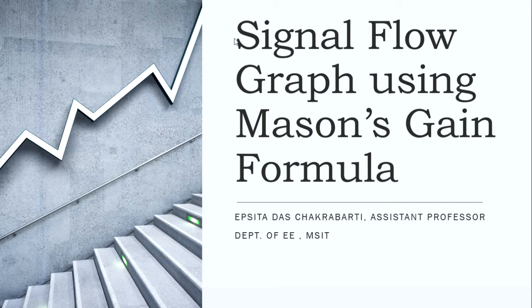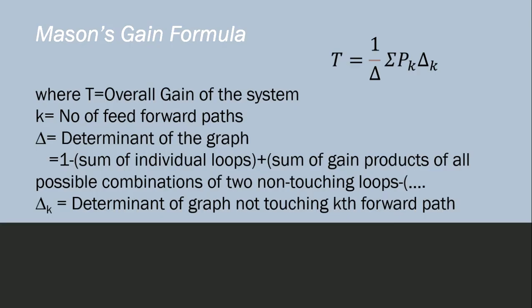Hello everyone. Today our topic of discussion is signal flow graph using Mason's gain formula. Today I am going to give an example of how we can use signal flow graph. We are able to determine the overall transfer function or gain of a signal flow graph using Mason's gain formula. Before that, let's discuss what Mason's gain formula is.